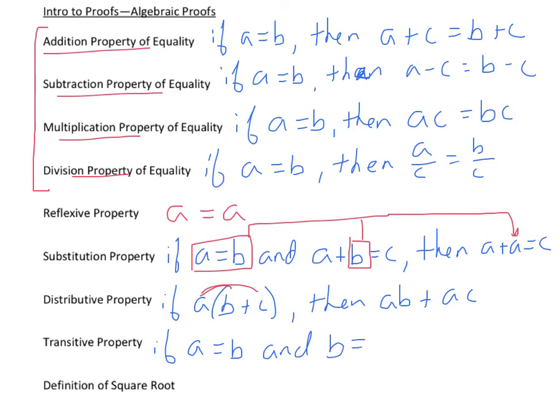The transitive property is if A equals B and B equals C, then A equals C. How do we get that? Well, it's actually a little bit of substitution, but if A equals B and B equals C, then A must equal C. This again will make more sense as we apply it and put it into context.